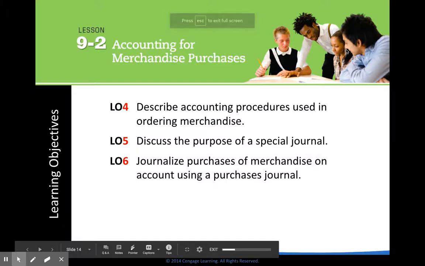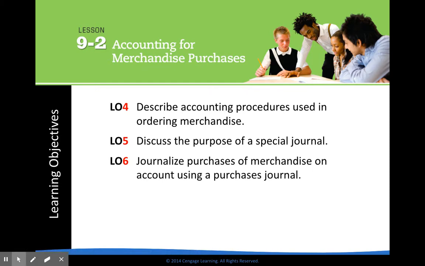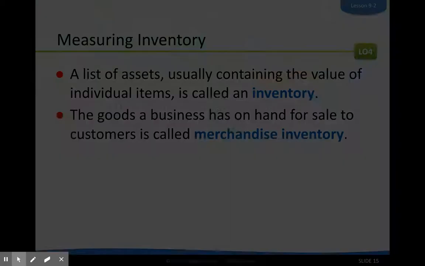Section 9-2 talks about accounting for merchandise purchases. So remember in Chapter 9, we started talking about how we're a merchandising business rather than a service business. Part of being a merchandising business, or selling goods, is that we are going to have inventory, and we're also going to make a lot of purchases on account, meaning we purchase items and only have to pay every 30 days maybe. So we are going to talk about inventory and using a new journal called the Purchases Journal.